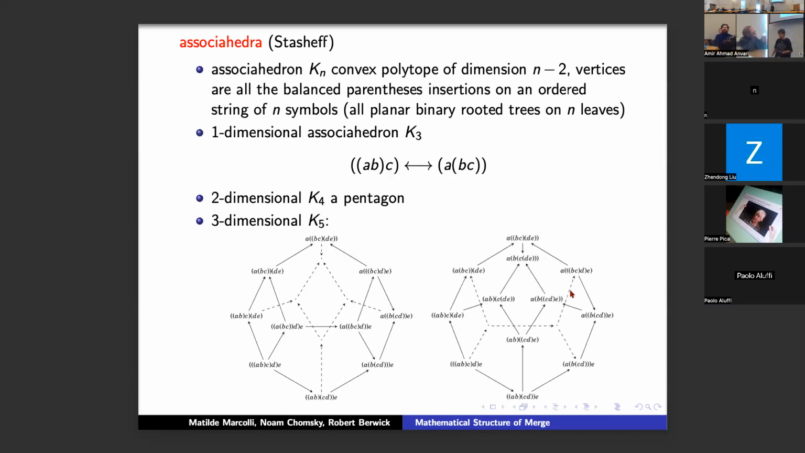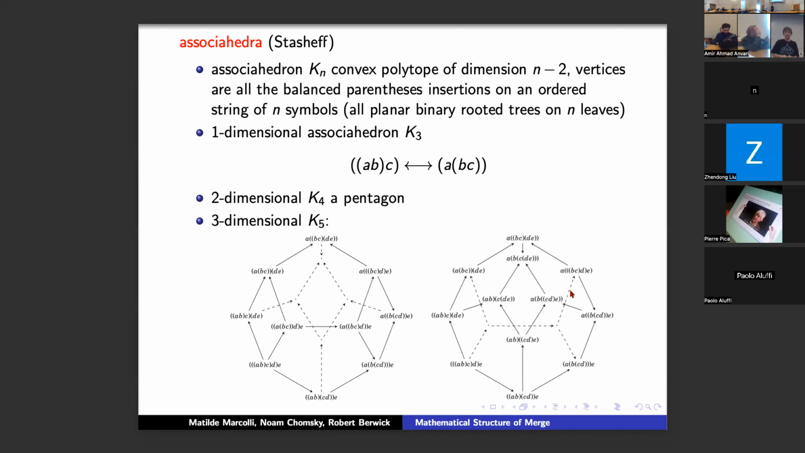So let me just start, before we have to finish today, by telling you what one of these two things is. What is this associahedron that parameterizes the choice of planar structures on an abstract tree? If I have an abstract binary rooted tree with n leaves, then this associahedron is a convex polytope, the analog of a polygon or a polyhedron in higher dimension, of dimension n minus 2.